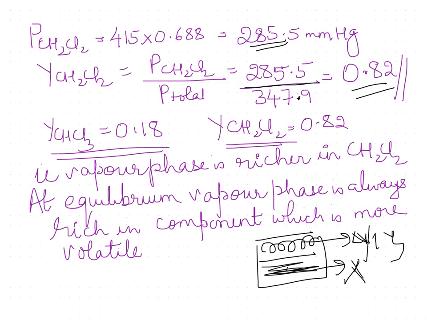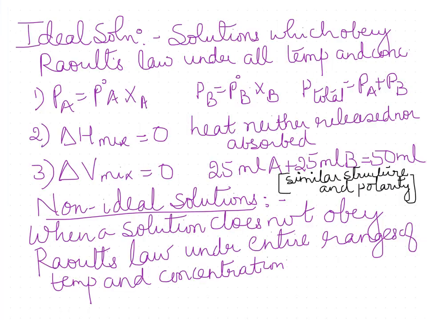That is, the vapor phase is richer in CH2Cl2. See, we are getting it as 0.82. At equilibrium, vapor phase is always rich in the component which is more volatile. So from the question itself, we can get to know that this is more volatile because the vapor pressure of this dichloromethane is 415 mmHg. From that itself, we can get to know. So when we solve it, we should also get it in the same way. Is it clear? So now let us move on to the next topic.